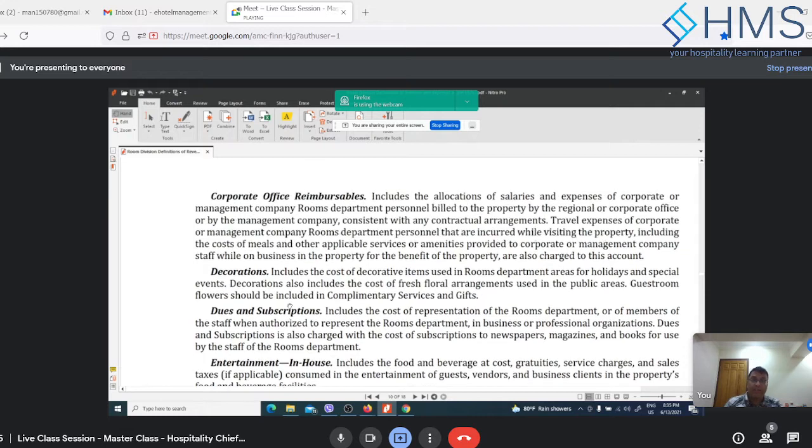Corporate office reimbursable is a simple thing. It depends on what your corporate office is charging. They will be charging for traveling. They may be charging for the management audit. They may be charging for the regional operations guys, regional finance guys. So in this particular department, it will be only if a regional front office manager or regional housekeeping manager is coming from the corporate office and visiting your property. They will be charged for those things.